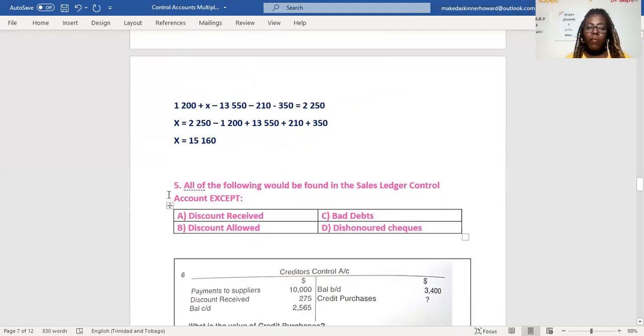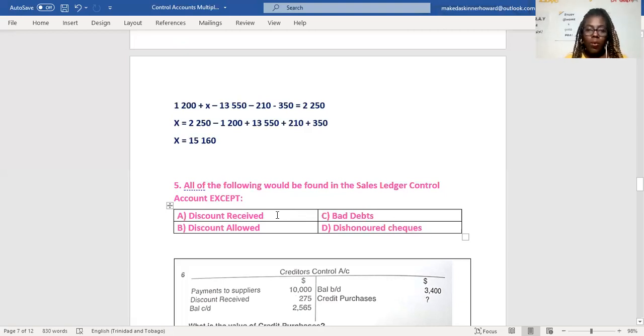All of the following will be found in the sales ledger control account except which one of those you will not see in a sales ledger control account. I remember your sales ledger control account deals with your customers. Discount received, would you have discount received dealing with a customer? Or would it be discount allowed, bad debt, or dishonored checks?